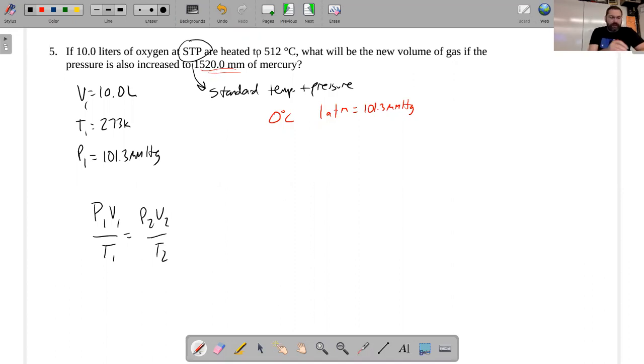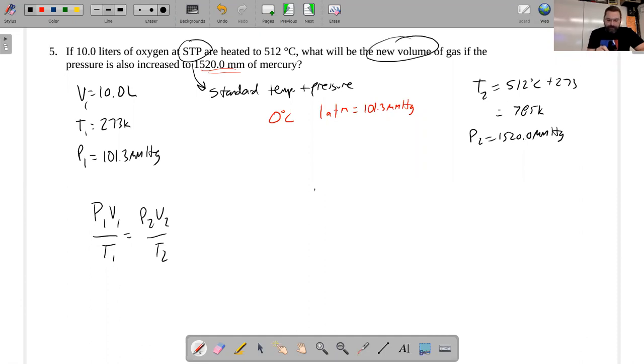Well, we're going to go to a higher temperature too. So T2, 512 degrees C. You add 273 to that. That's going to be 785 Kelvin. And a new pressure, P2, 1520 millimeters of mercury. And we're looking for what's the new volume.